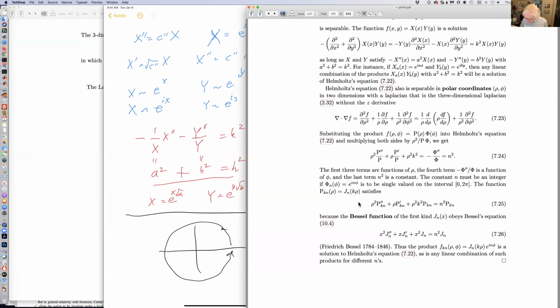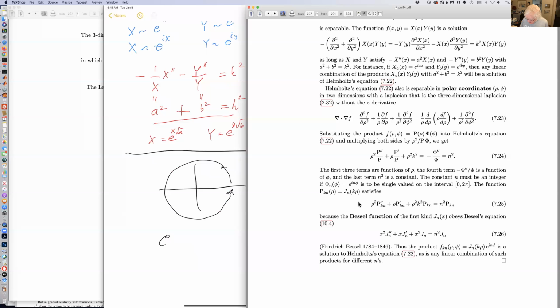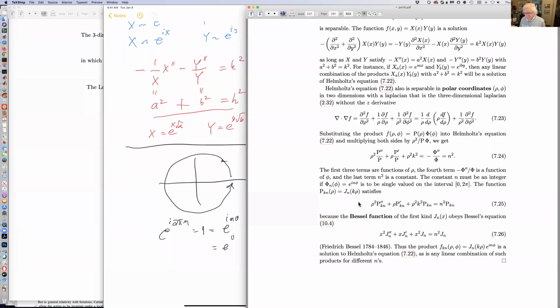Because then e to the I 2 pi n is equal to 1, which is equal to e to the I n 0, which is, of course, e to the 0, which is 1. So you need n to be an integer if you want capital phi n of phi, which is e to the I n phi, to be single valued on the whole interval from 0 to 2 pi.